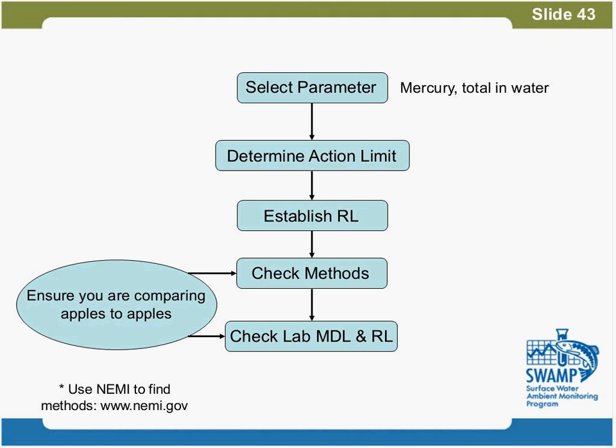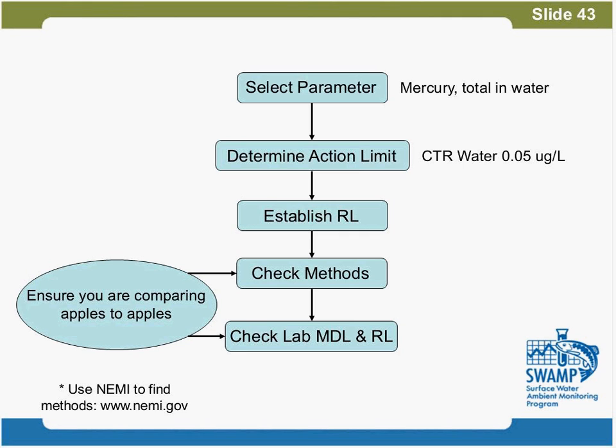We need to select a parameter, and today we're selecting total mercury in water. This is the parameter for our program or project. And the action limit is the California Toxics Rule number for water, total mercury, which is 0.05 micrograms per liter. How are we going to establish our reporting limit if that's what's in the California Toxics Rule?